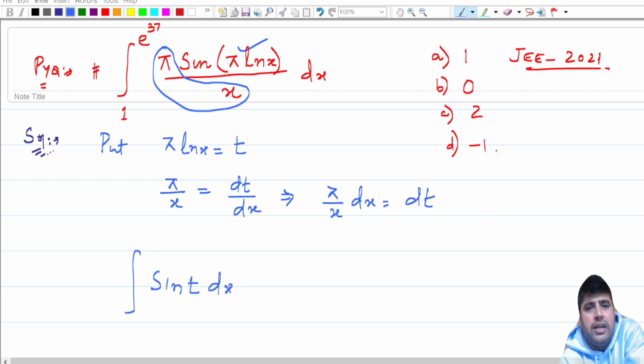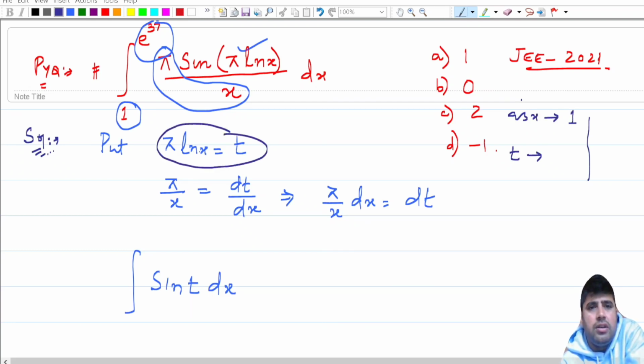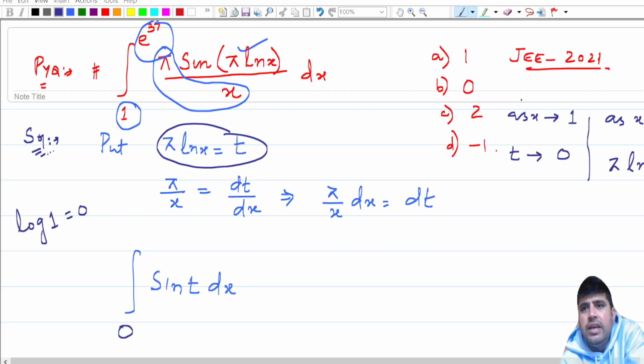So we will get pi divided by x, dx will be dt, so it will be only sine of t and dt. But the main part is to change the limits. The limits are from 1 to e raised to power 37. Okay, now check out here. As x tends to 1, ln of 1, that's log 1, log 1 is equal to 0. So t will tend to 0 here. As x tends to e raised to power 37, pi ln of x, x will be replaced by e raised to power 37, is equal to t.